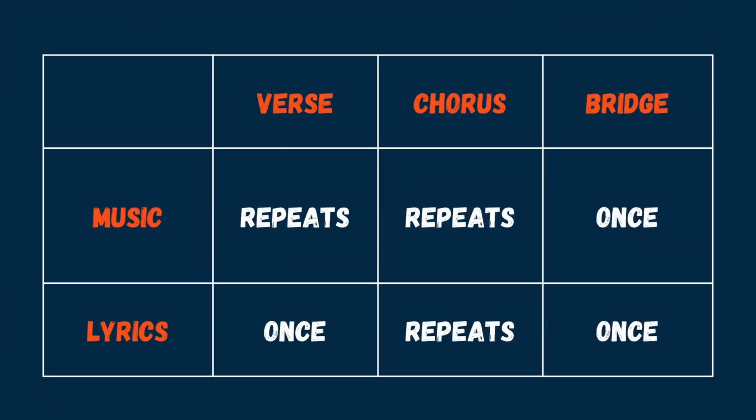So then, of the core three, the only one left is the bridge. And a bridge tends to be a song section that does not repeat musically or lyrically. Seen another way, the bridge is usually an alternate section that happens once and only once and never comes back.